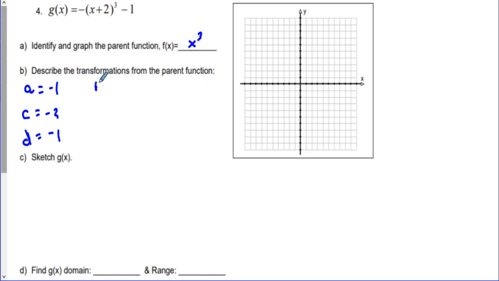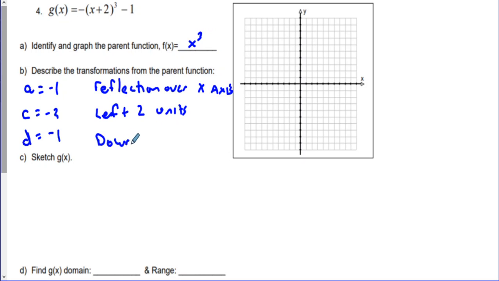So a is going to do a reflection, just like the -1/2 in the last one. Reflection over x. My c value is going to cause it to go to the left by 2, and my d value is going to cause it to go down by 1. All right, so if I sketch the parent function, here's what I'm going to end up with.